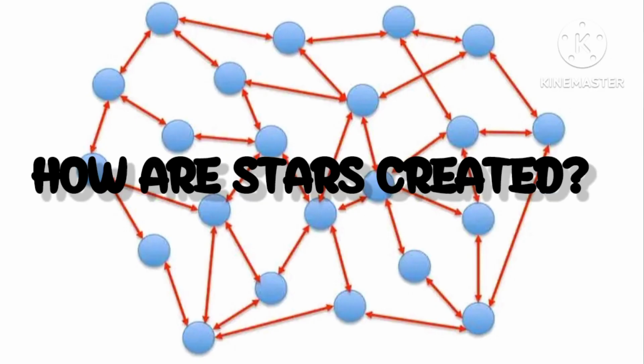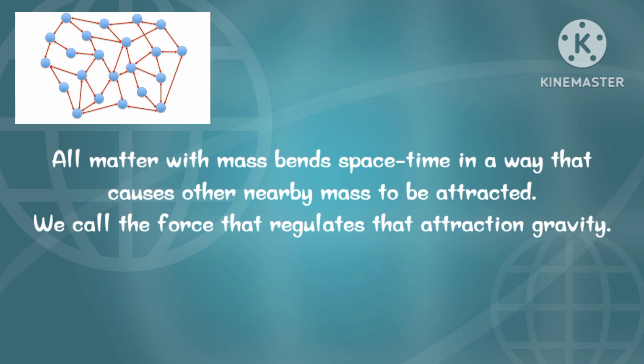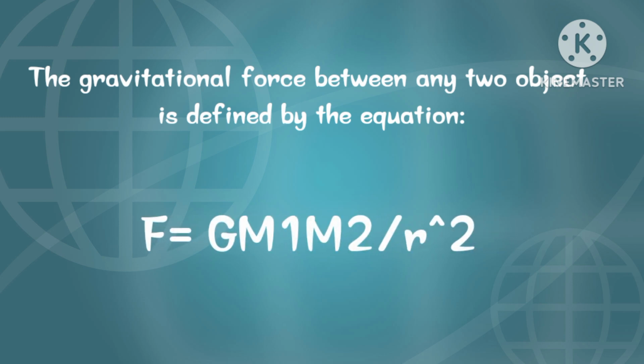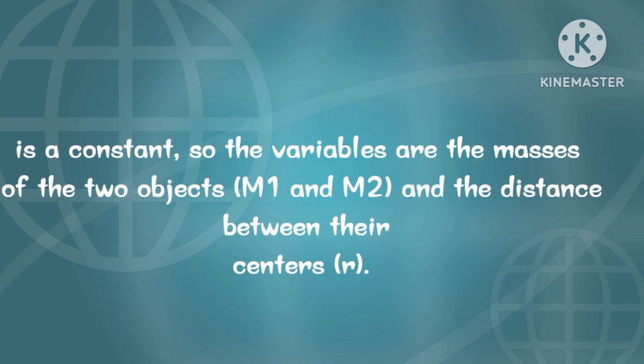How are stars created? All matter with mass bends space-time in a way that causes other nearby mass to be attracted. We call the force that regulates that attraction gravity. The gravitational force between any two objects is defined by the equation below. The equation has a constant, so the variables are the masses of the two objects and the distance between their centers.